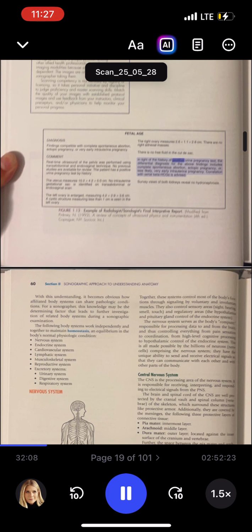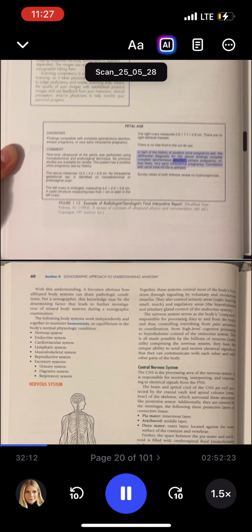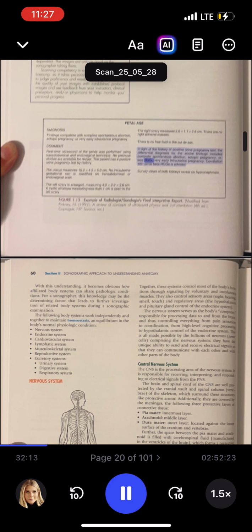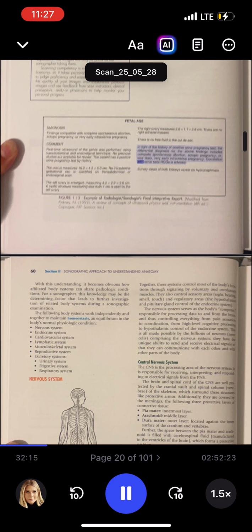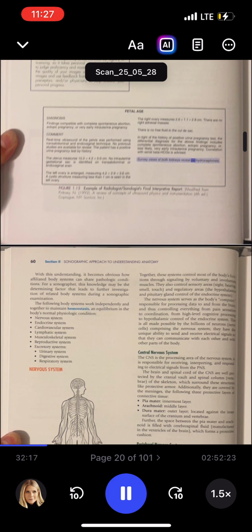In light of a history of positive urine pregnancy test, the differential diagnosis for the above findings includes complete spontaneous abortion, ectopic pregnancy, or, less likely, very early intrauterine pregnancy. Correlation with serial beta hCG levels is advised. Survey views of both kidneys reveal no hydronephrosis.